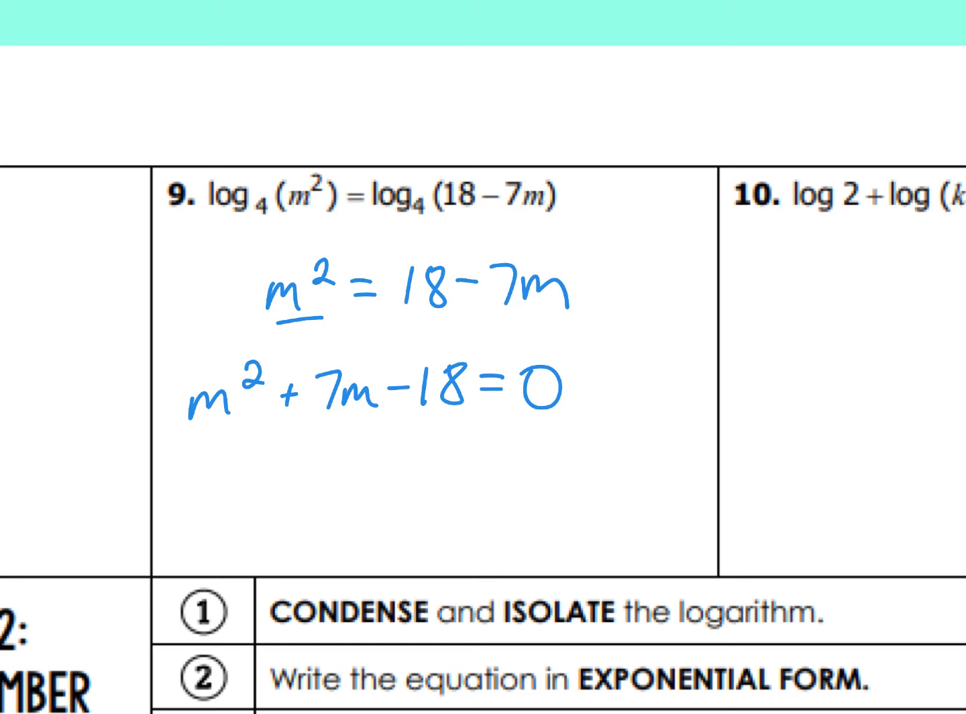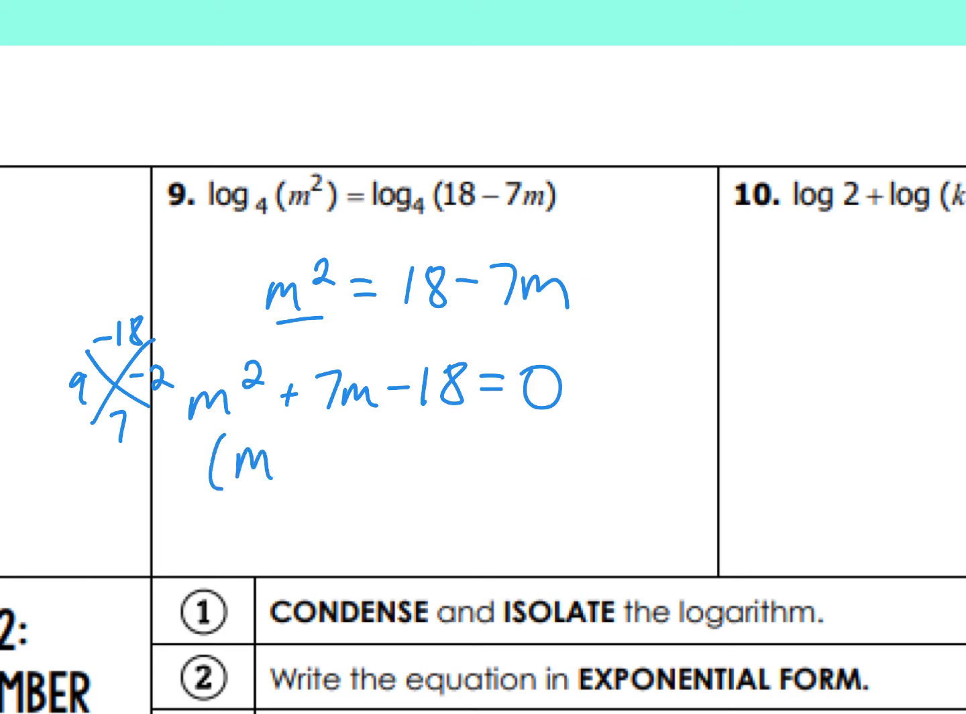Now what? X method. We got factoring coming back, unfortunately. What's going to go on top? Negative 18. What's going to go on bottom? 2 things that multiply to negative 18 and add to 7. 9, negative 2. We're getting fast at those. Good deal. Will the shortcut work?